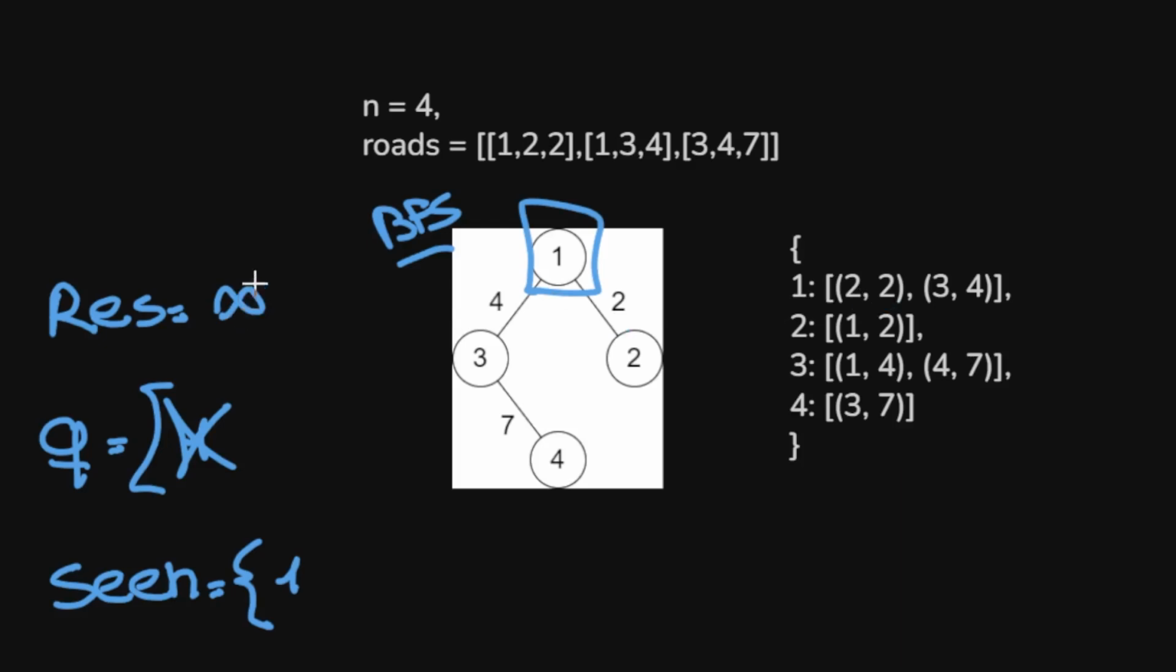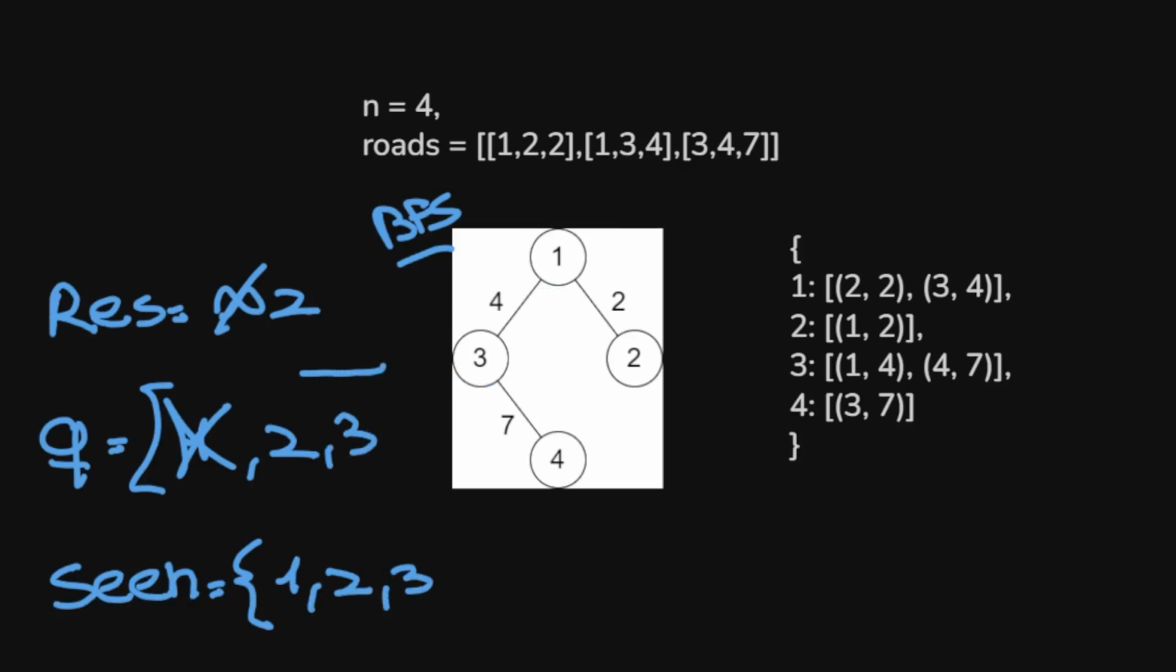So the minimum between infinity and 2 is 2, here we put 2. And given that we don't have node number 2 in seen, we can visit this node next. So we add 2 here, and we need to add it to the queue also. Here we have one more neighbor from node number 1, which is 3. So here the corresponding weight is 4. In the result, we keep the minimum between 2 and 4, meaning 2. And given that we don't have 3 in seen, we add it, and we add it to the queue also.